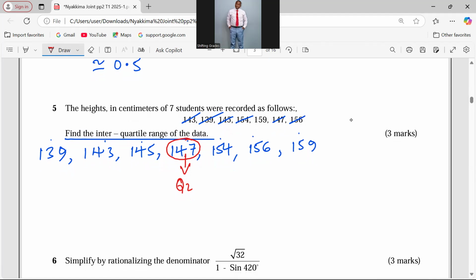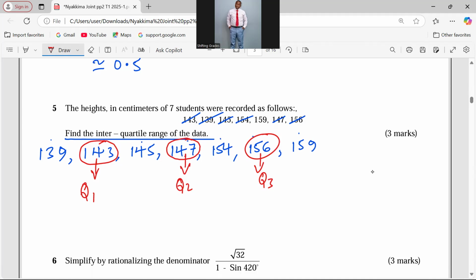So their median is going to be 143. This one now, the median of the lower set, we'll call it Q1. Q1, also known as the lower quartile, is the median of the lower set of data. Once you obtain the median, the lower set can have its own median. Then the upper set, which now comprises 154, 156, and 159, we can also obtain the median there, which will be called Q3.